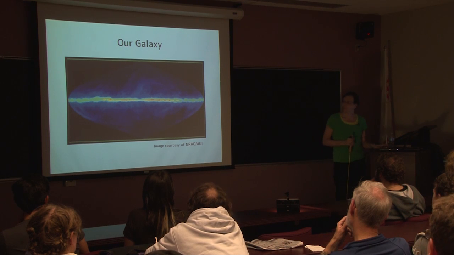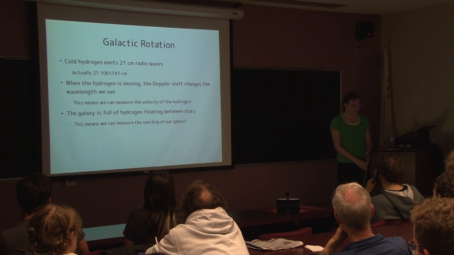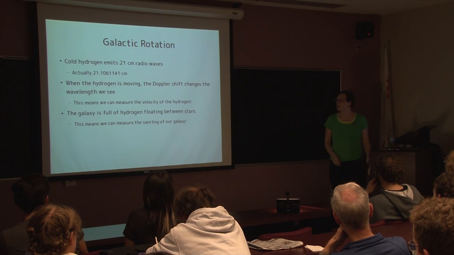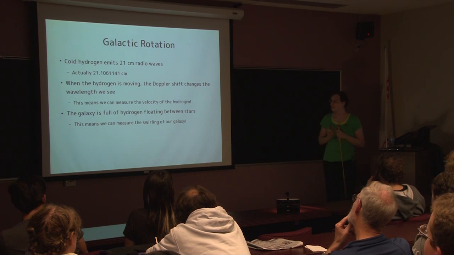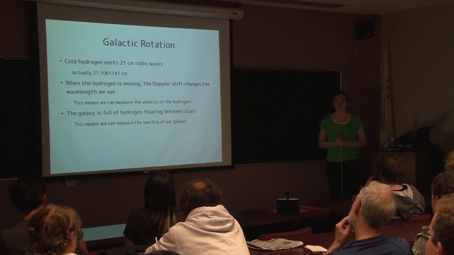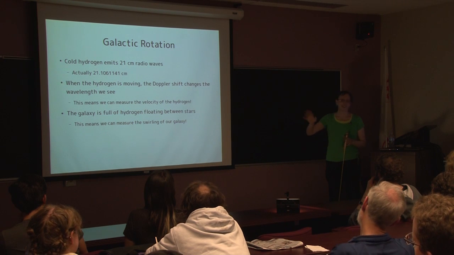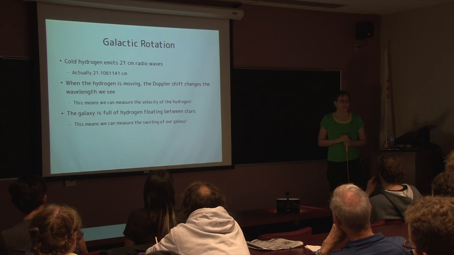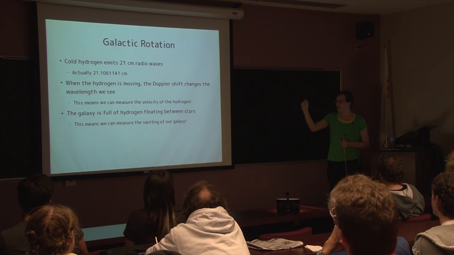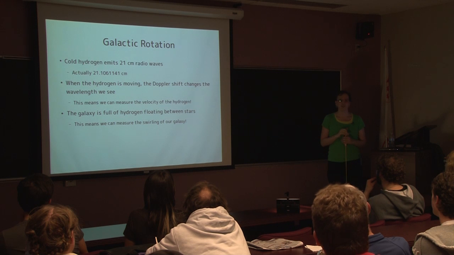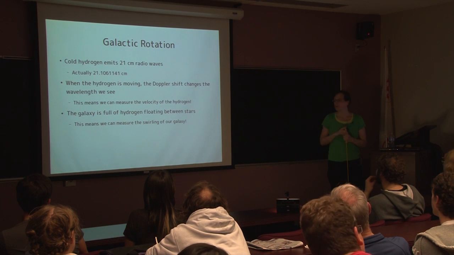And it's using a trick, it's using the neon sign trick. Because hydrogen, when it's not too hot, emits radio waves at 21 centimeter wavelength. In fact, it emits radio waves at 21.1061141 centimeters. And that number comes from quantum mechanics and is universal. So if you see emission at 21 centimeters, that's probably coming from hydrogen. And you can map out how much hydrogen there is by seeing how much of that emission there is.